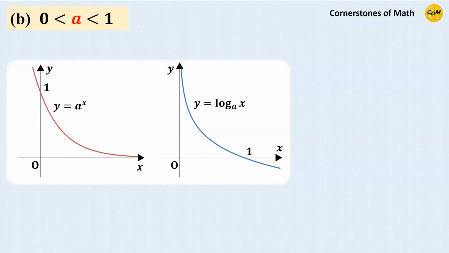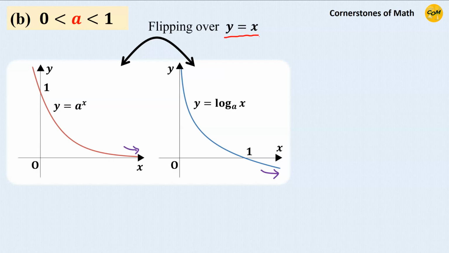And now the second case where a is greater than 0 and less than 1. Here the notable difference is that now both functions decrease, meaning negative slopes throughout their domains. Therefore, although we can still convert one graph to the other by flipping it over y equals x due to the inverse relation, this y equals x definitely cannot be the common tangent line in this case. Then what would be the slope of the common tangent line in this case?